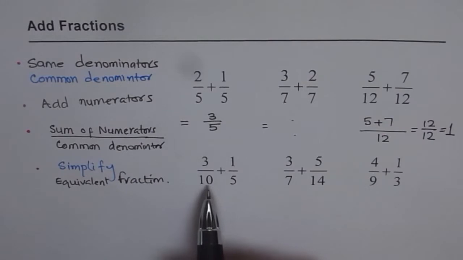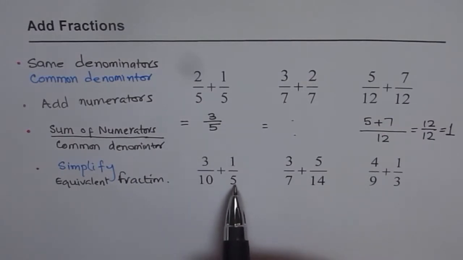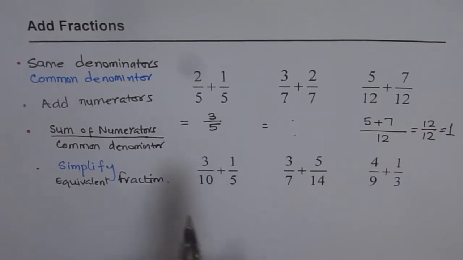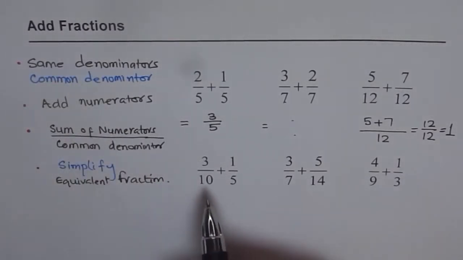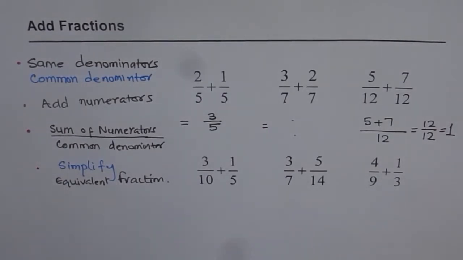As you can see, 10 and 5. It is not the same. Since the denominator is not the same, we need to find some way to make it the same. Now how can you do that?